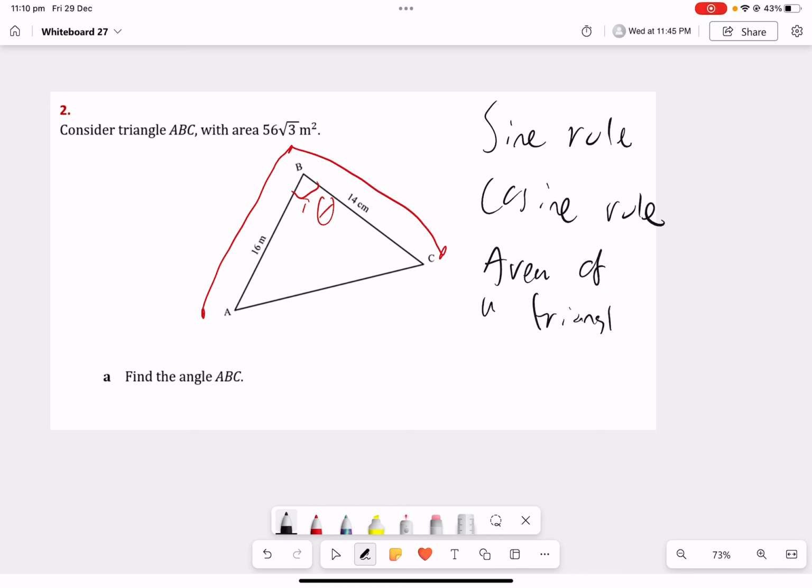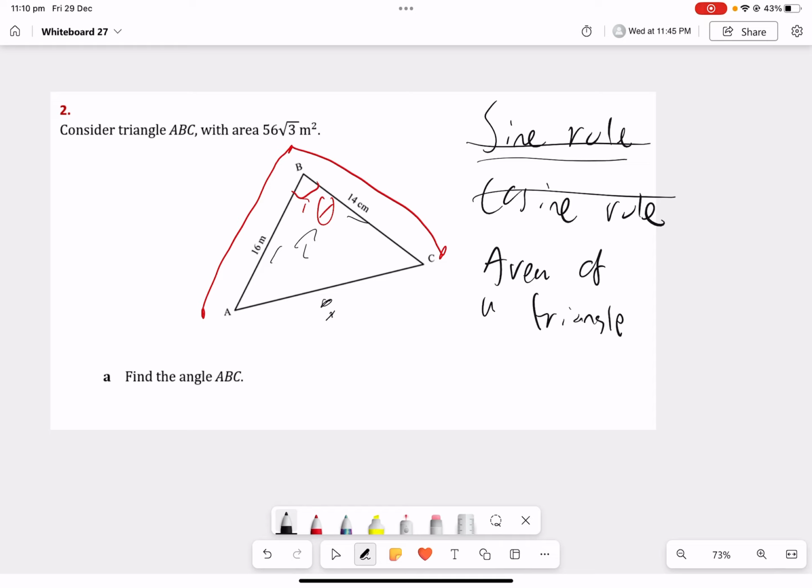Now think about what we need for these rules. For the sine rule, we need two sides and two angles, or at least two sides and an angle and an unknown, or a side and two angles with an unknown side. We do not have that. We only have two sides and an unknown angle, so we cannot use the sine rule. We can also not use the cosine rule because we do not have that extra side. With the cosine rule, you need at least three sides and an angle, which we do not have. We do not know this side.